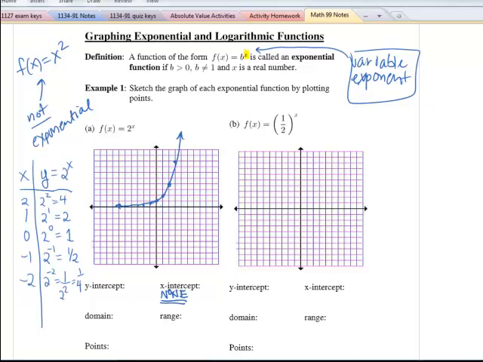The y-intercept we can see is 0, 1. The domain, we should have -infinity to infinity. This graph extends left and right without bound. The range, though, we don't get negative numbers, and we also don't get 0, but we get closer and closer to 0, so as an interval we'd write 0 not included, so parentheses, to infinity.